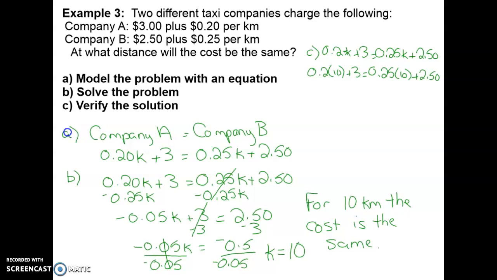0.2 times 10 is 2. 0.25 times 10 is 2.5. And that should just be an equal sign there, folks. 2 plus 3 is 5. And 2.5 plus 2.5 is 5. So my left-hand side and my right-hand side are the same. So I know I've gotten the right answer.